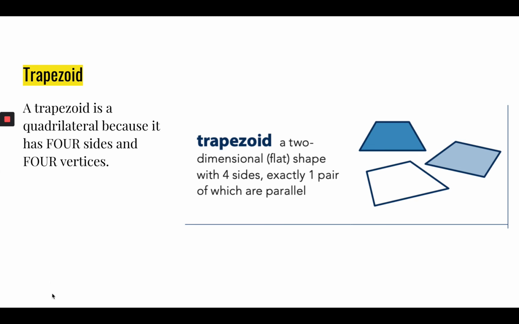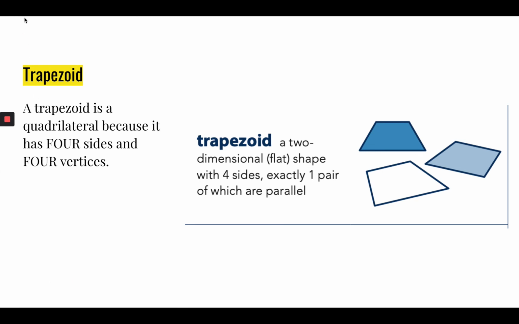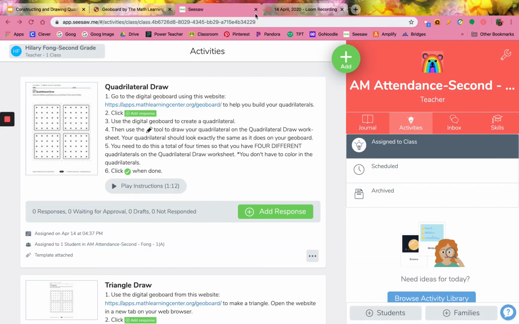All right, my friends. Let's take a look at what you're going to be doing today. You are going to be doing a quadrilateral draw, just like you did a triangle draw yesterday for math, which is right here. But today you're going to do a quadrilateral draw using the knowledge that you just learned.